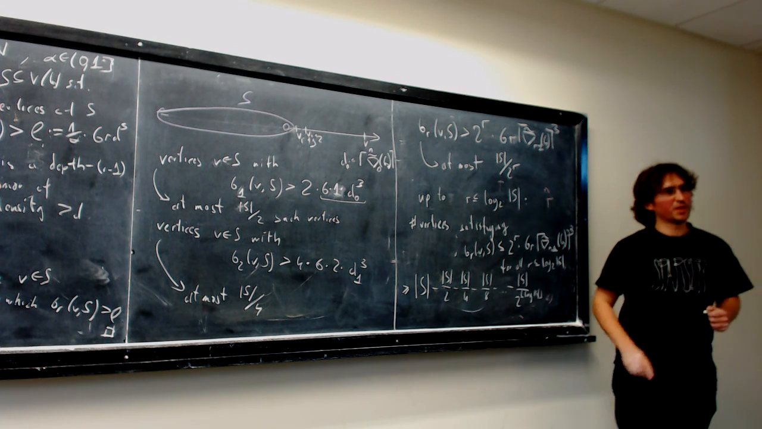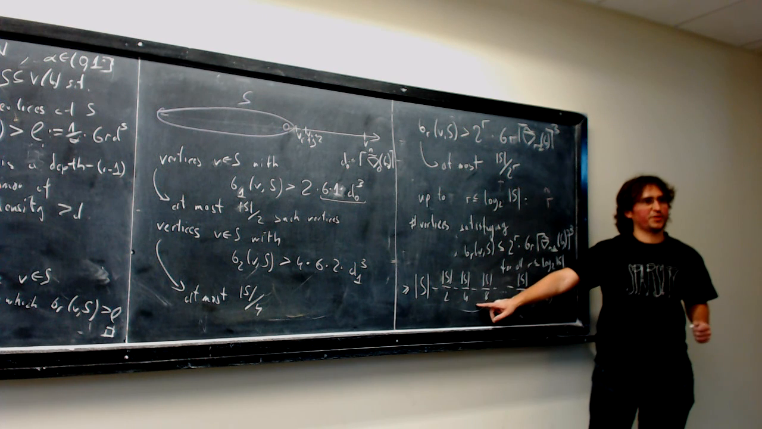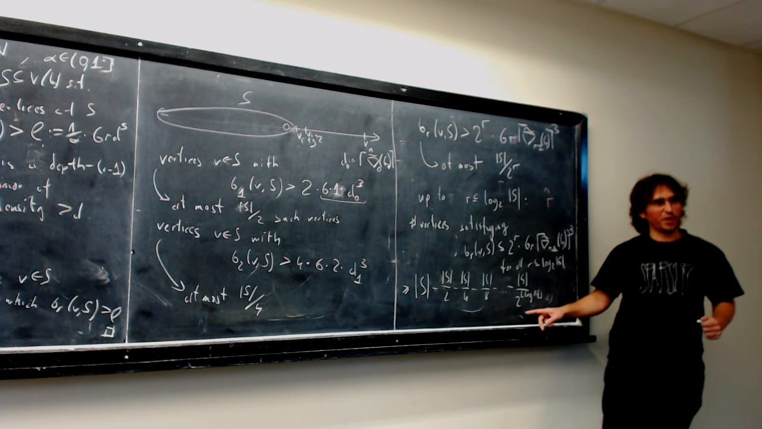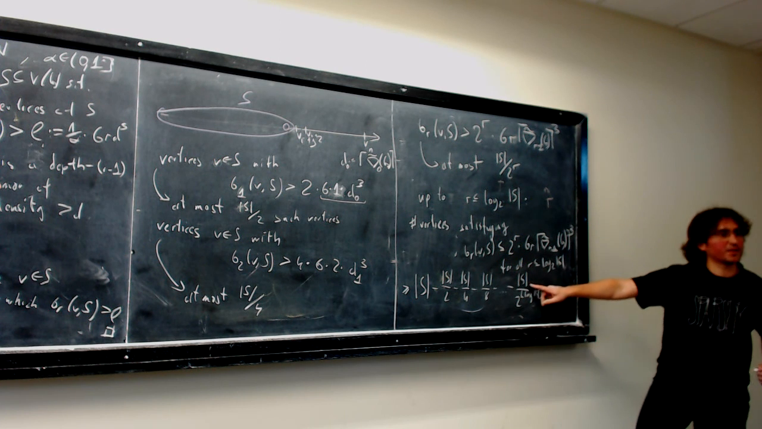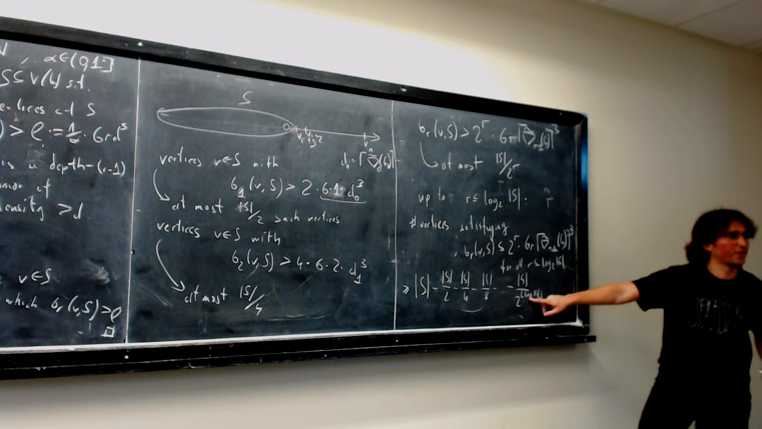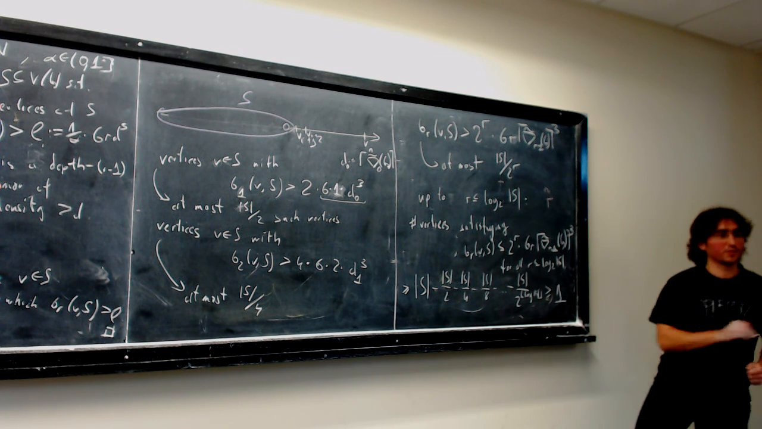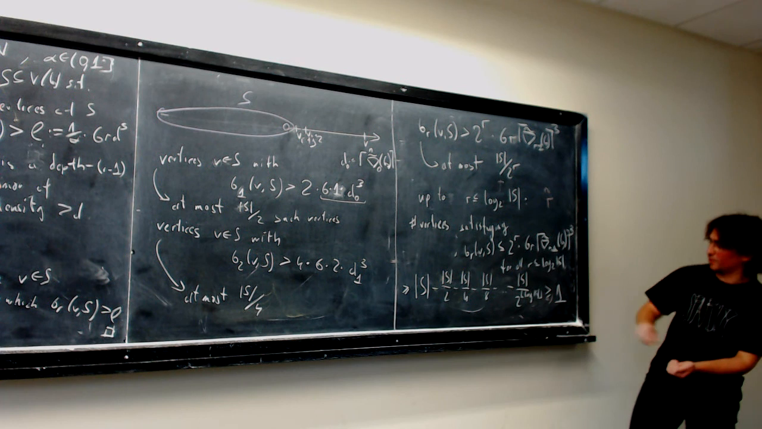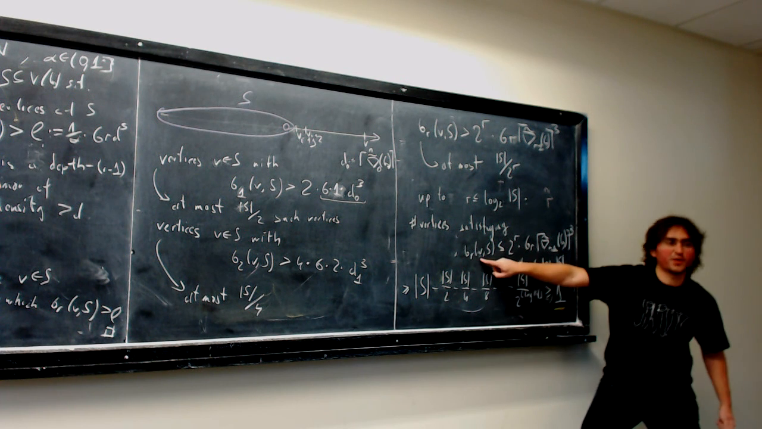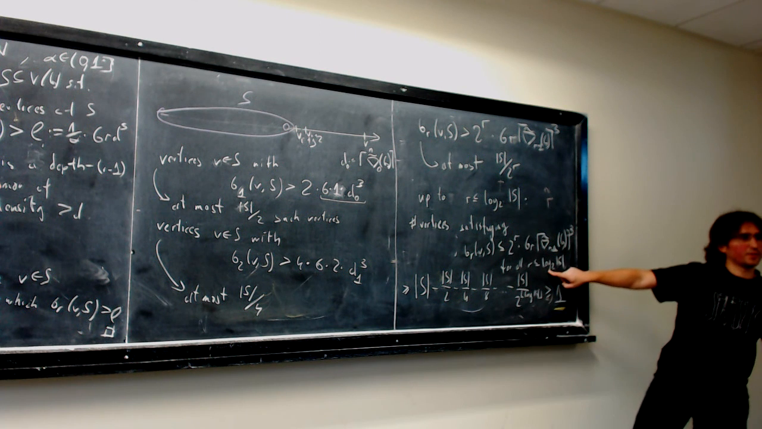If I remove half, I have half left. If I remove a quarter, I have a quarter left, and so on. So at the end, I've got at least |S| over 2 to the floor of log |S| left, which is at least one vertex. So I am left with at least one vertex that has good back connectivity for all r that are at most log |S|.